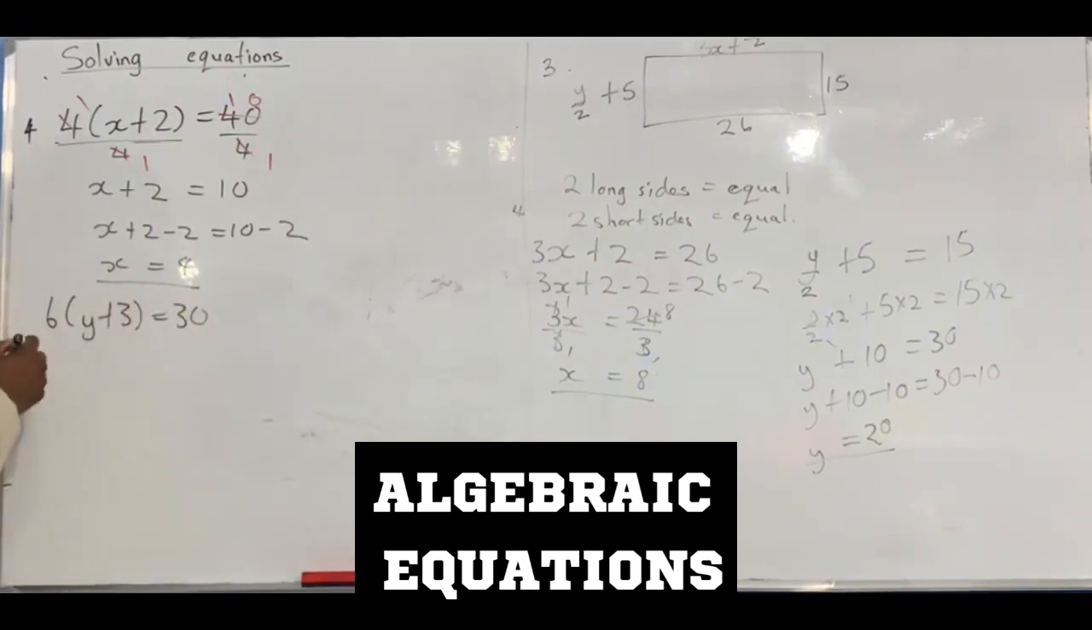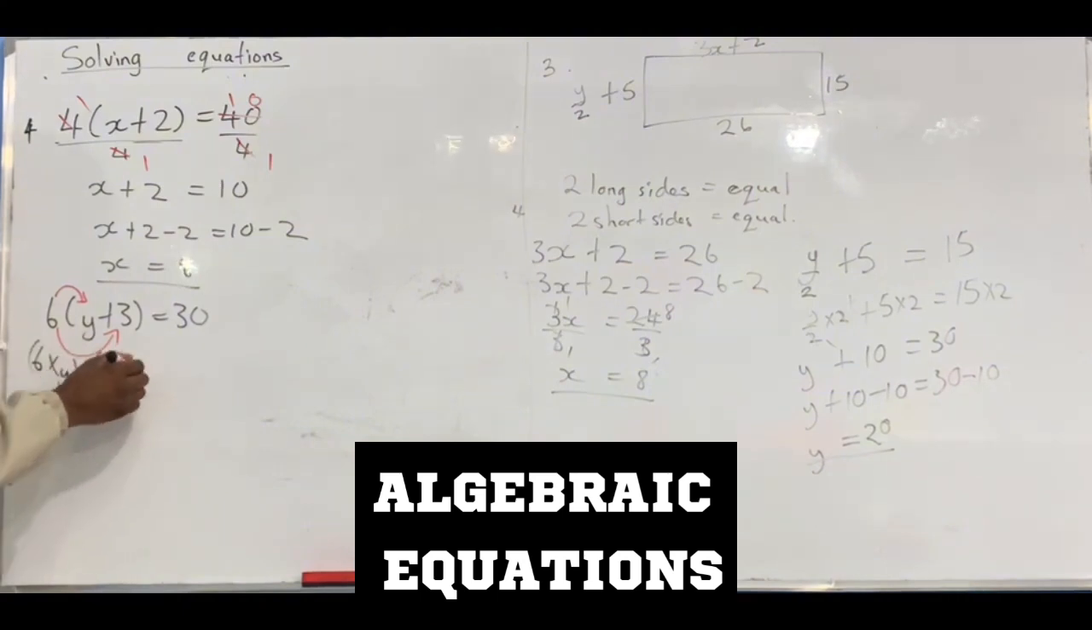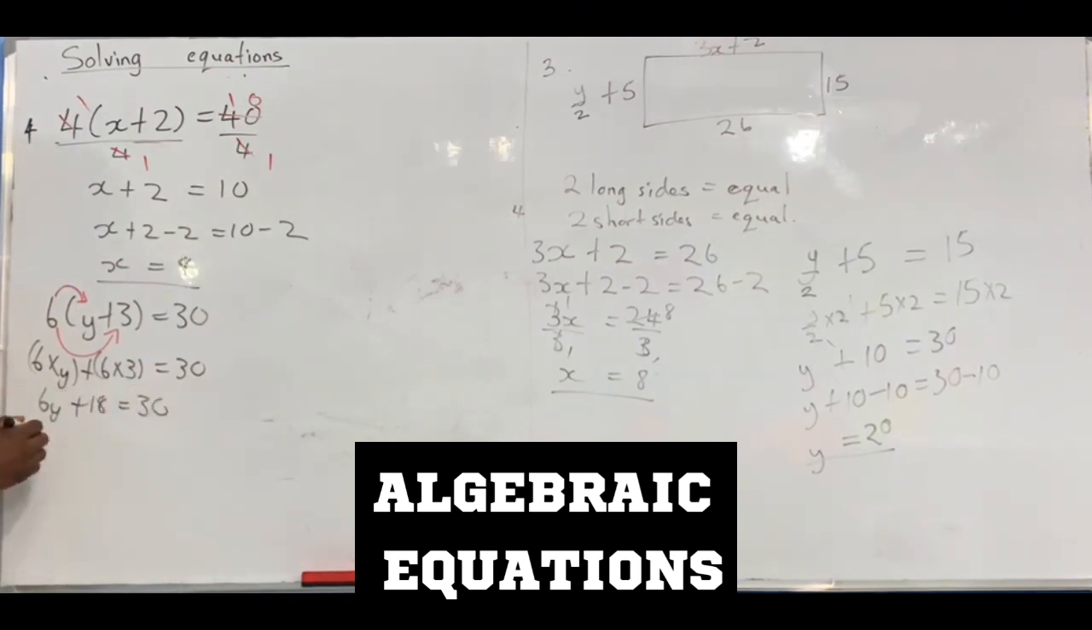6 multiplied by y plus 3 is equal to 30. So in this problem, we're going to try a different method so that we can get acclimatized to different methods. So in this one, we're going to expand. 6 is going to multiply y and also going to multiply 3. And then we equate everything to 30, bring like terms together, solve. 6y plus 18 is equal to 30.